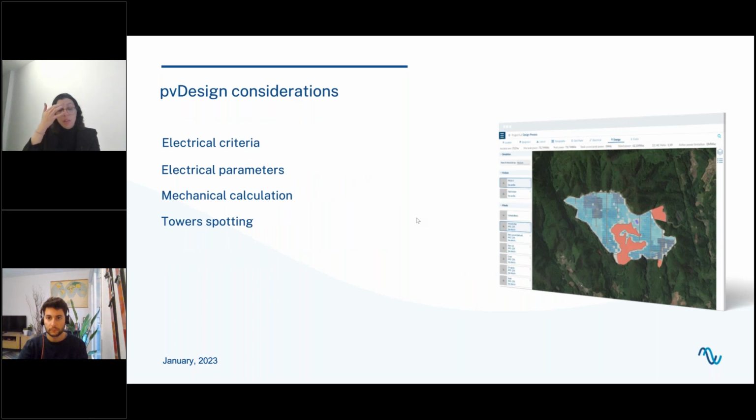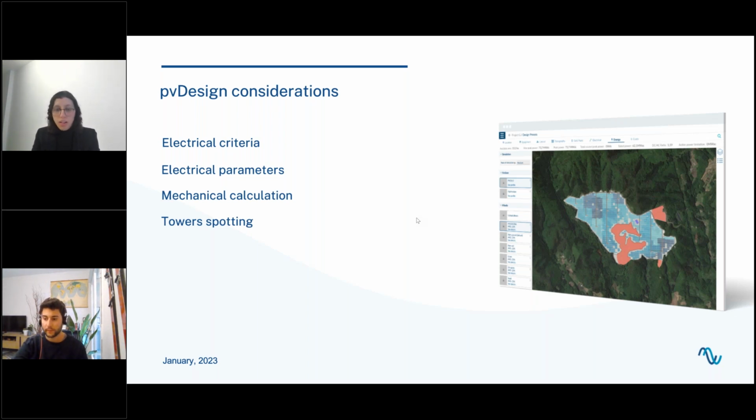Apart from that, of course, there are some electrical criteria that we make sure we respect. We also calculate a lot of electrical parameters and mechanical calculations, and of course, at the end, we do the tower spotting. Regarding the electrical criteria, as I mentioned earlier, there's always this relation between the voltage, capacity and length of the line to make the line feasible. And this feasibility of the line that relies on these three parameters is also translated into the voltage drop limit, which needs to be respected, as well as the power loss limit and the thermal limit. Even when the user chooses a certain conductor, we need to make sure that the voltage gradient is respected in order to have a correct solution.